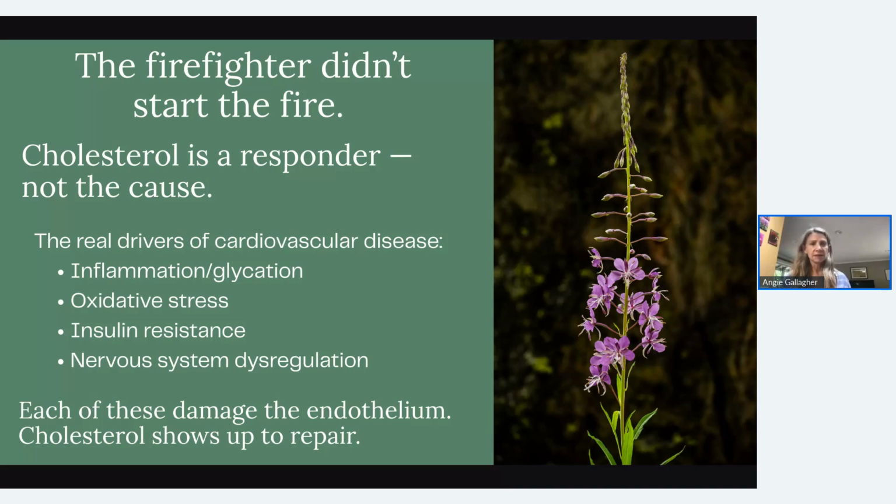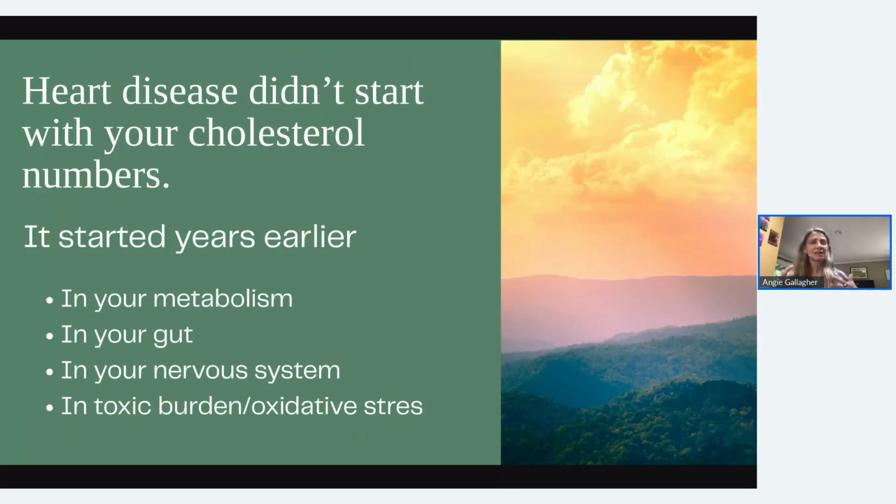Oxidative stress inside the body, insulin resistance, and nervous system dysregulation. These are not in order of importance. Some people have more issues with nervous system and fewer issues with inflammation, but they all matter. Each of these things will damage the endothelium and cause cholesterol to show up to repair. So heart disease doesn't start with cholesterol numbers. It starts years earlier with metabolism, gut, nervous system, and oxidative stress imbalances.